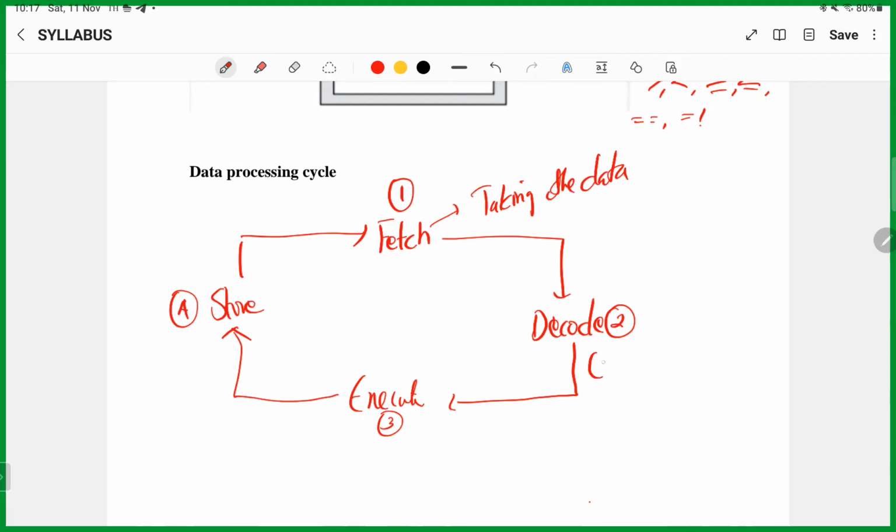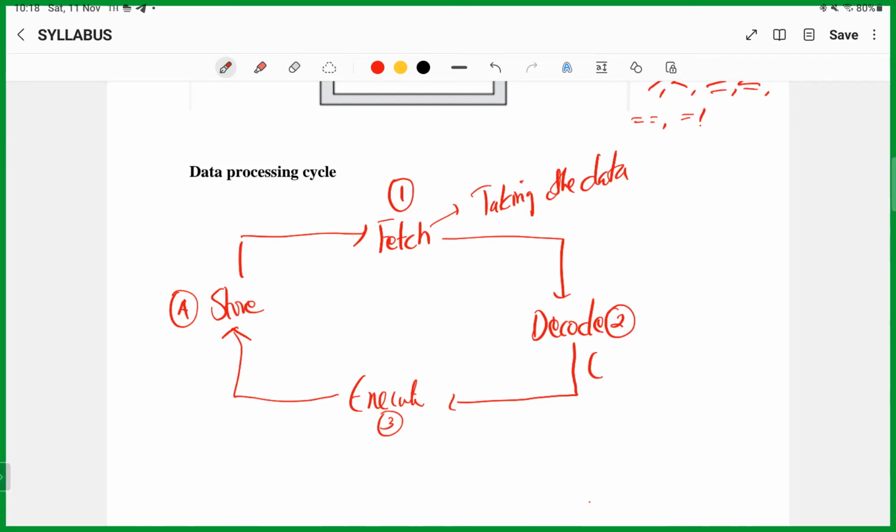What is decode? Now I have given some random data to the computer. Let us assume I took the census of whole Karnataka for that matter. Now I give all this data to the computer. That is fetch. I'm giving the data. So computer is taking the data basically. Now what will computer do after taking the data? What it has to do?